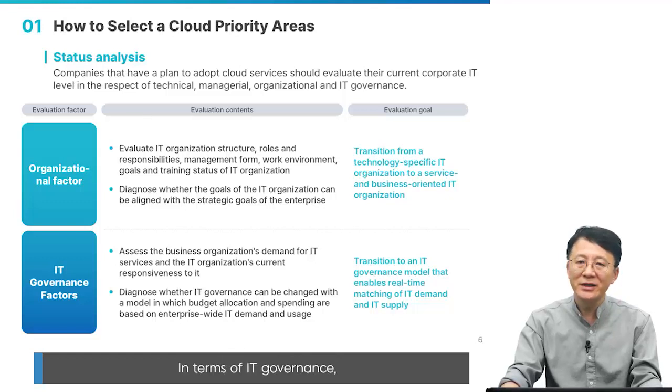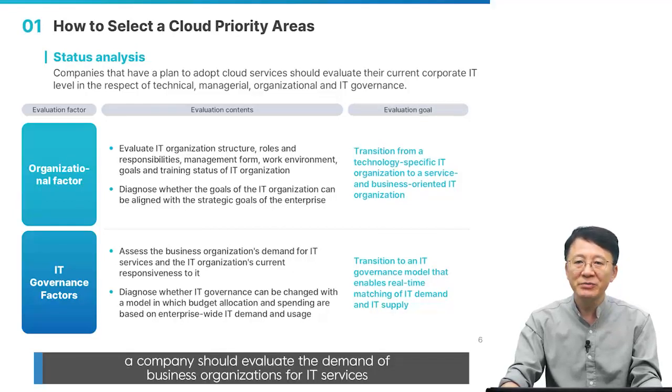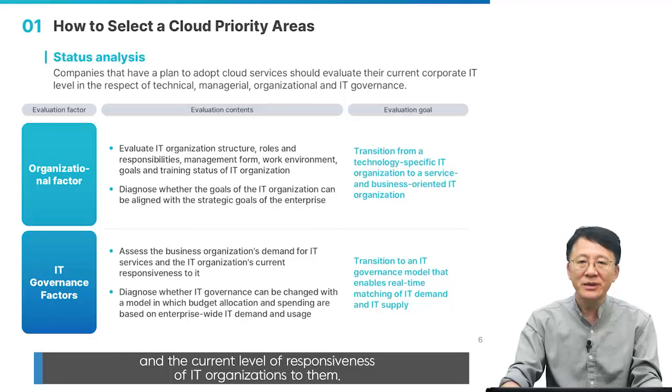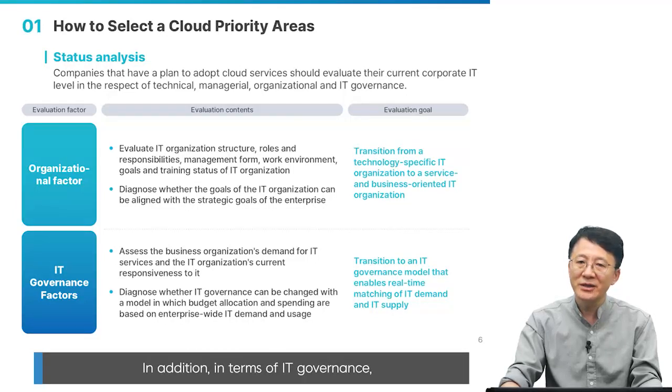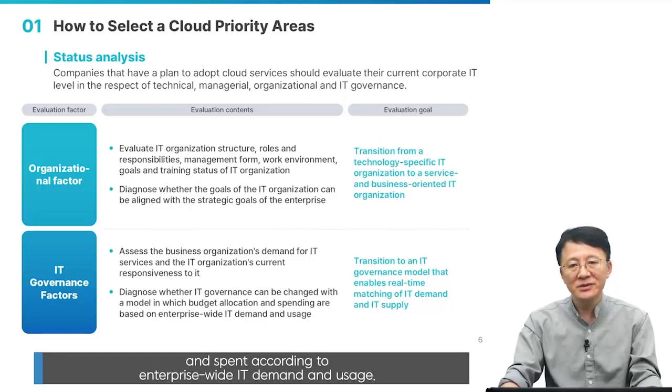In terms of IT governance, a company should evaluate the demand of business organizations for IT services and the current level of responsiveness of IT organizations to them. In addition, in terms of IT governance, a company should diagnose whether IT governance can be changed to a model in which cloud budget is allocated and spent according to enterprise-wide IT demand and usage.